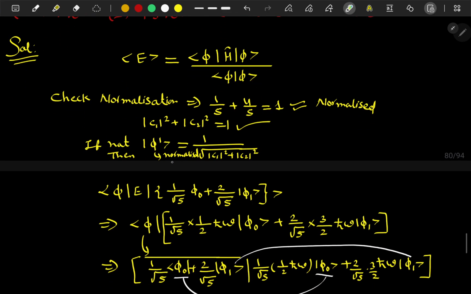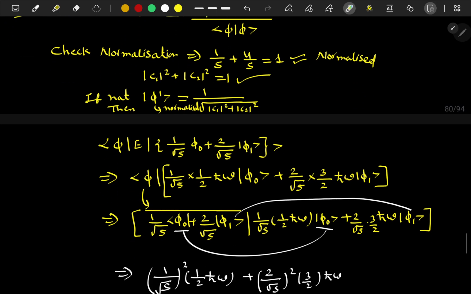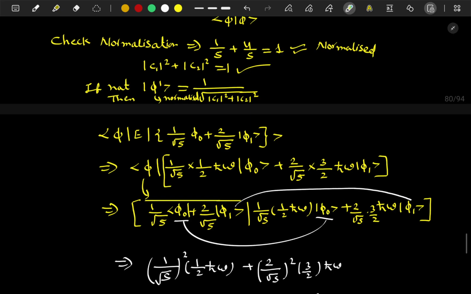And if it's not normalized, then what will we do? We will divide the wave function by the square root of c1 square plus c2 square. Then we will call it the normalized function, and we will use that normalized function in our upcoming steps. But here the function is normalized, so <phi|phi> will be 1.